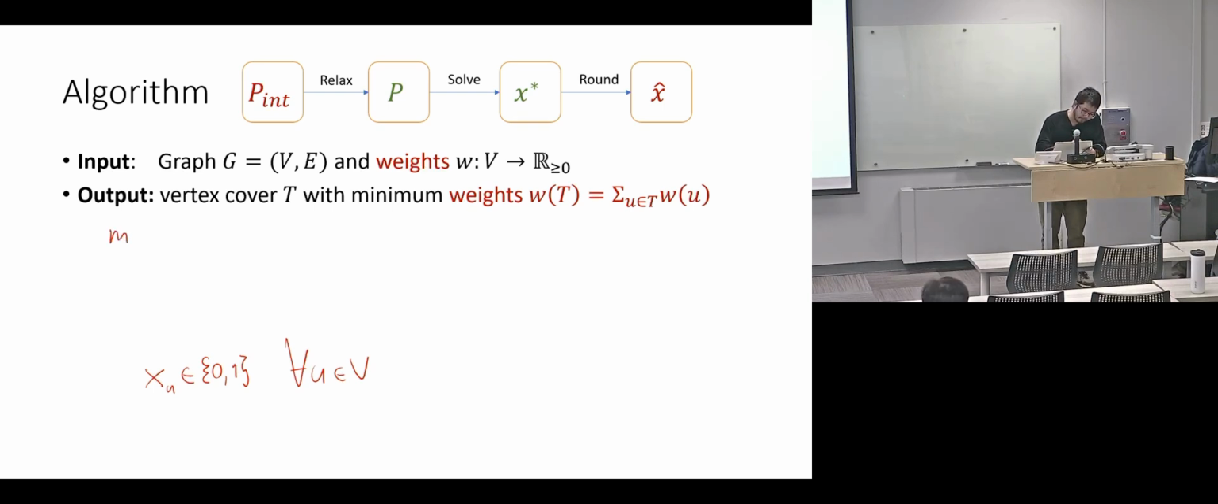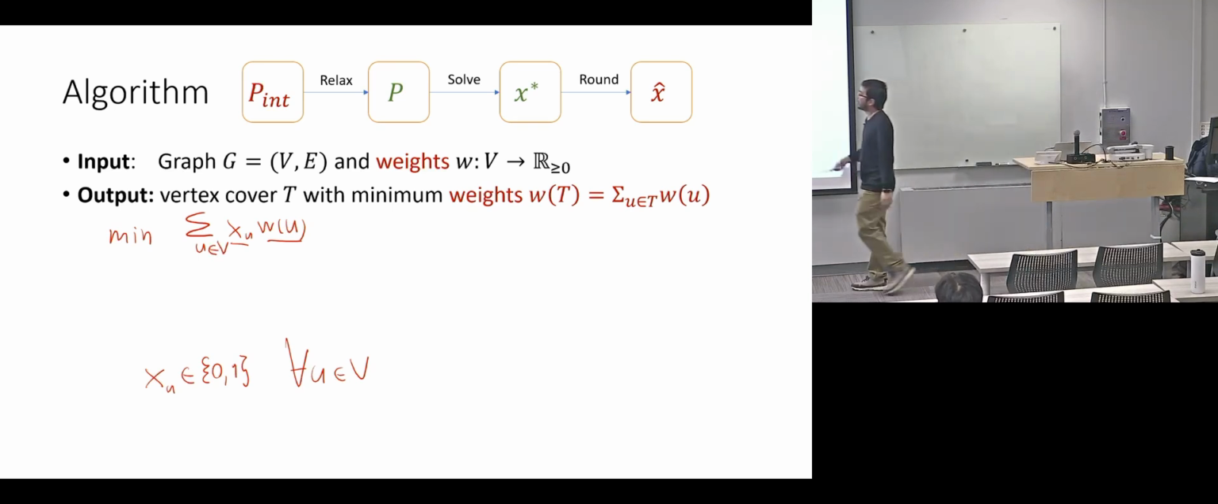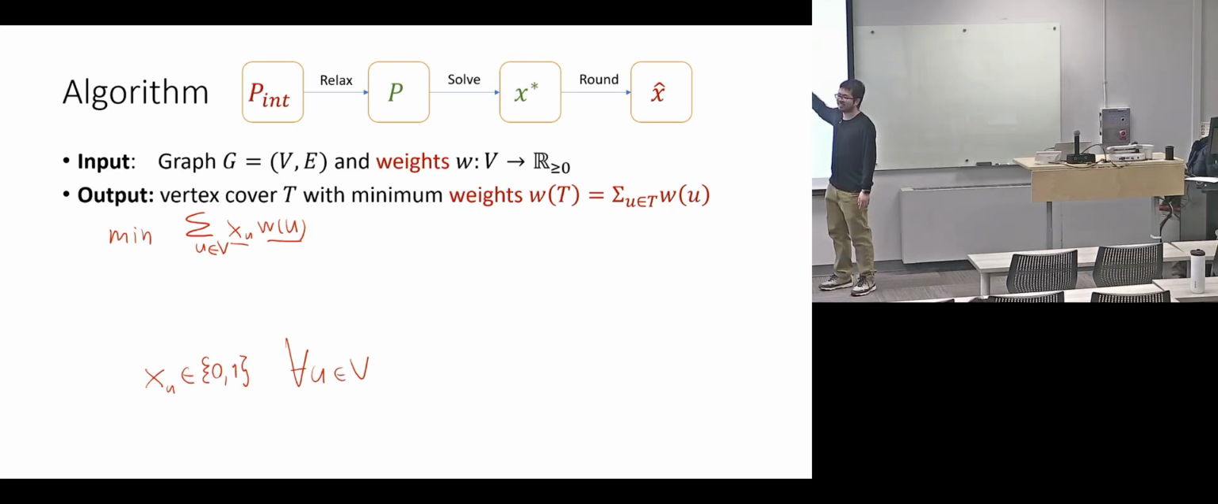And then with this, what should be the objective? Minimizing the sum of xu times w of u. Minimize the sum of xu times w, and this should be summing over all nodes, right? This is just the sum of the weights of everything that you choose.